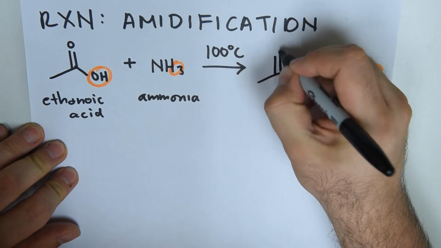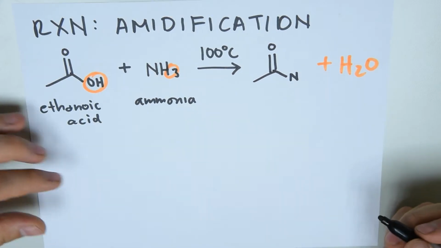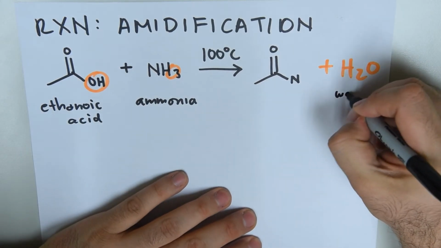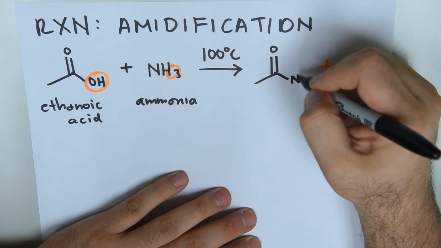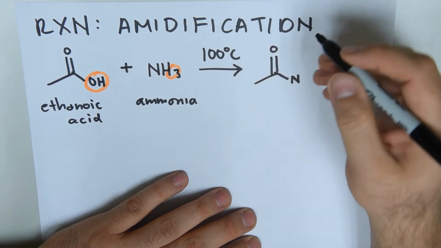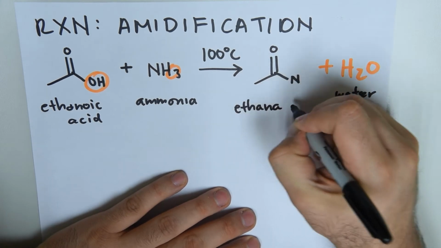And we're going to get the same group, but instead of hydroxy, we add N. Effectively producing what? As I said, water. And what is this molecule? This is an amide. It has the CO with the N. So this is called ethanamide.